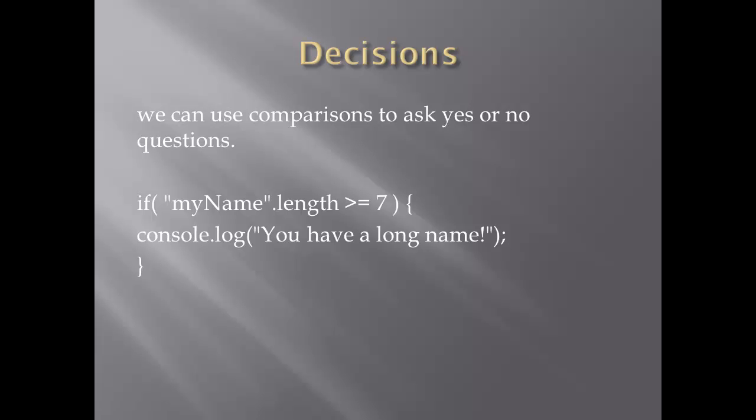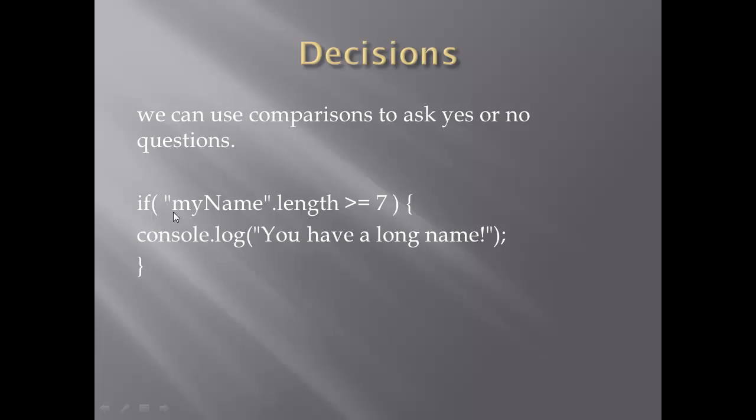So in the previous video I mentioned we can use some comparisons in the form of if statements to ask yes or no questions. So let's put one to use. Go ahead and add this code. If myname.length is greater than or equal to 7, that's in parentheses, if that evaluates to be true in a Boolean comparison, it will display this.